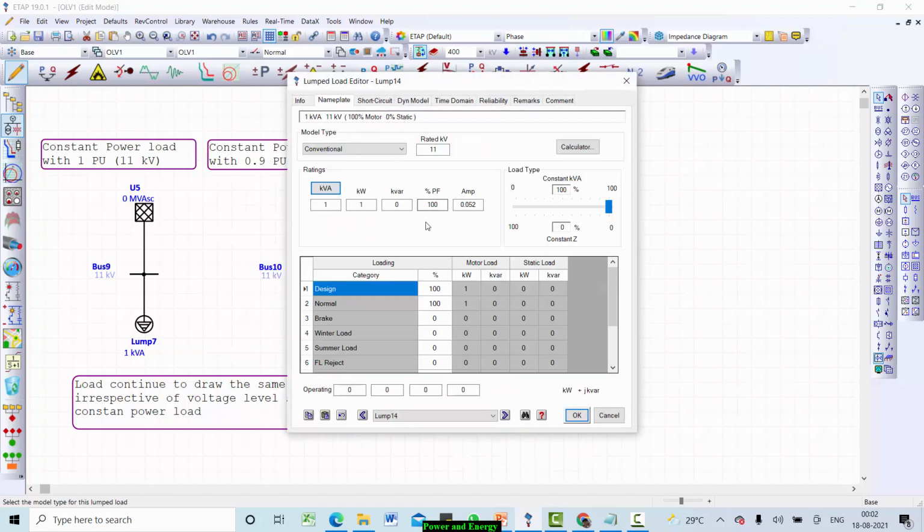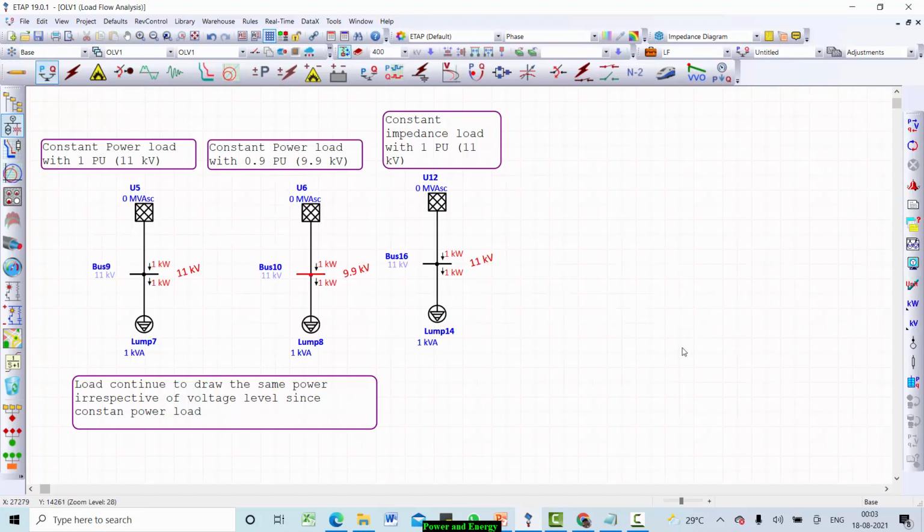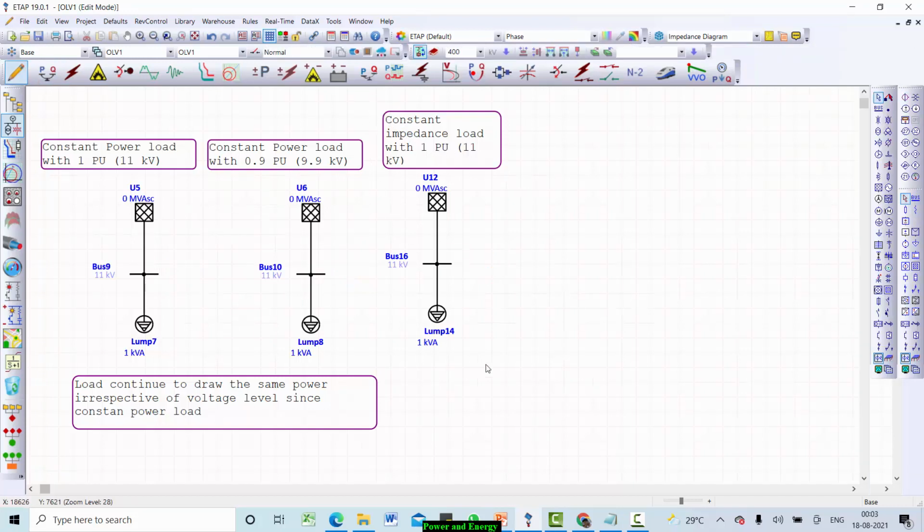Select the load and make a necessary change. That is constant impedance load, 100% constant impedance load. Run this model and you could see here 1 kilowatt is the power drawn by the load because 11 kV, that is 1 per unit, is the supply voltage.